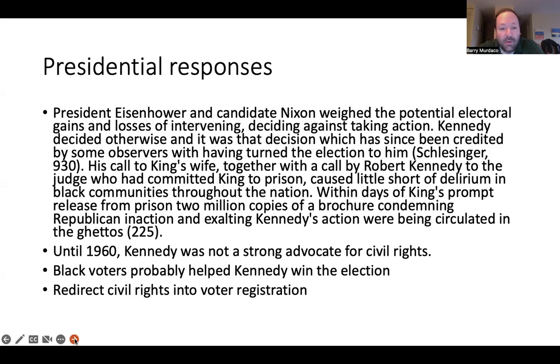But once again, Kennedy also was a politician, trying to calculate what was in his favor. So they also point out that until 1960, Kennedy was not a strong advocate for civil rights, and they go into a little more detail as to why they would make that claim. Black voters probably helped Kennedy win the election. Kennedy won by very thin majorities in many cities across the country, which they attribute to black voters. We won't get into the whole theory of the mafia playing a role in this as well. That's very interesting stuff though, and probably plays a role, although I don't think they mention this at all.